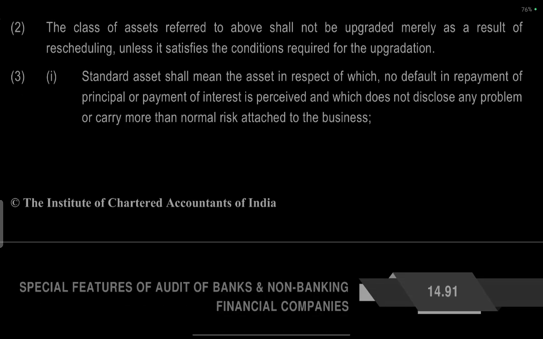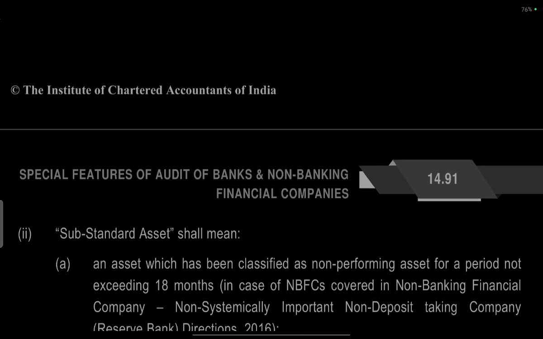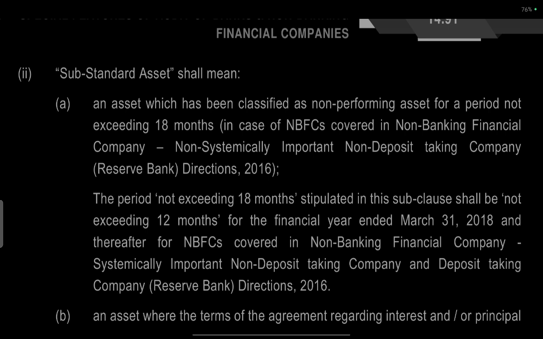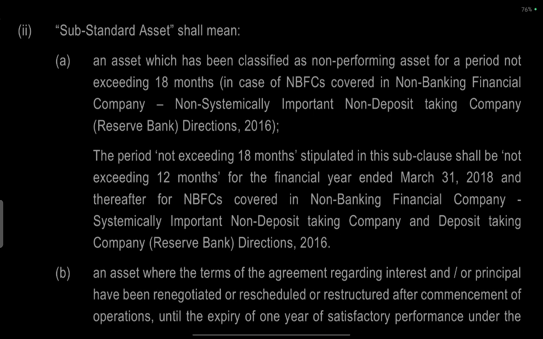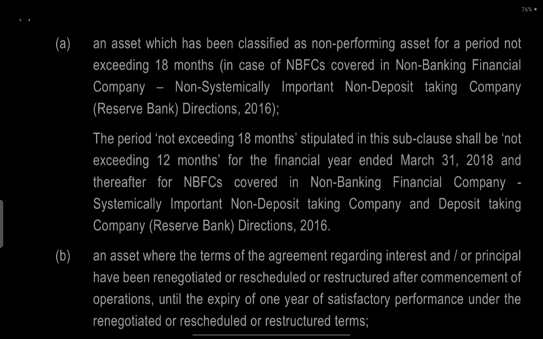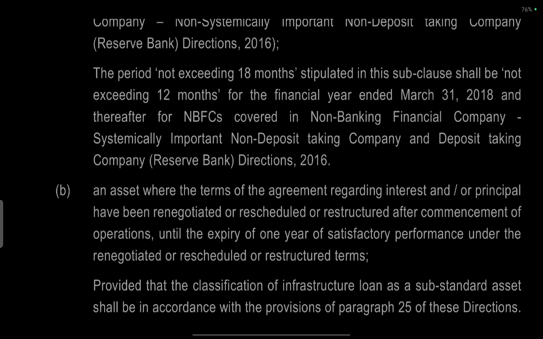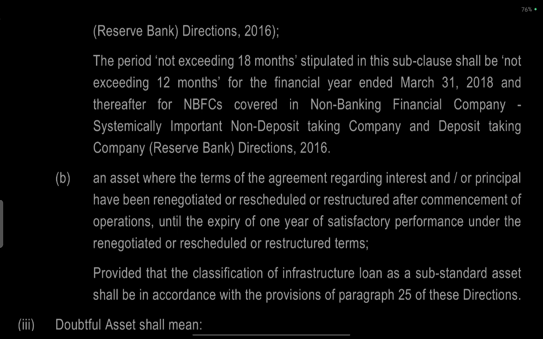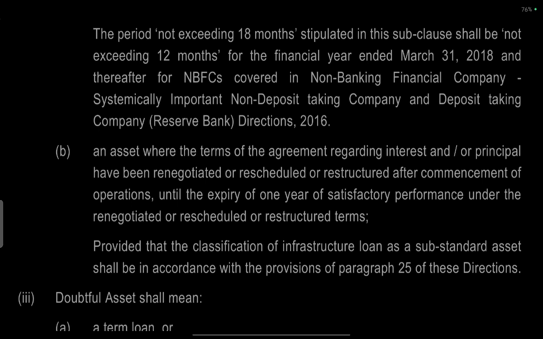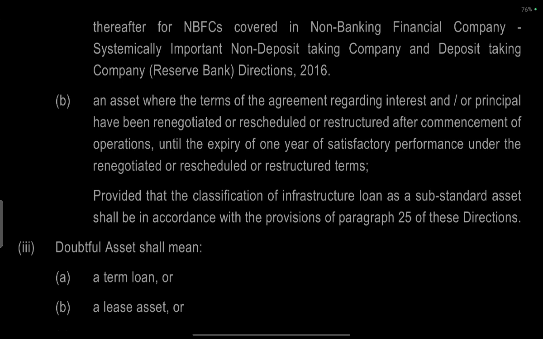Standard asset means an asset in respect of which no default in repayment of principal and payment of interest is perceived, and which does not disclose any problem or carry more than normal risk attached to the business. Substandard asset means an asset which has been classified as a non-performing asset for a period not exceeding 18 months. In case of NBFCs covered under the Non-Banking Financial Company, Non-Systemically Important Non-Deposit taking Company Directions 2016, the period not exceeding 18 months stipulated for substandard shall not exceed 12 months from the financial year ending 31st March 2018, and thereby the NBFCs covered, systemically important non-deposit taking companies and deposit taking companies.